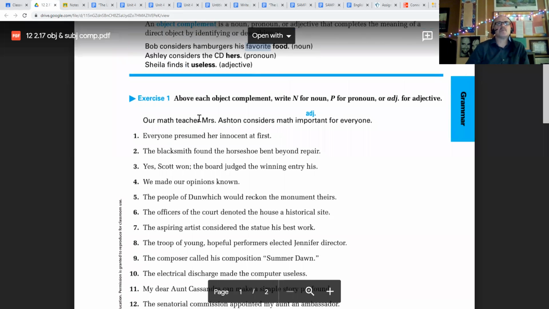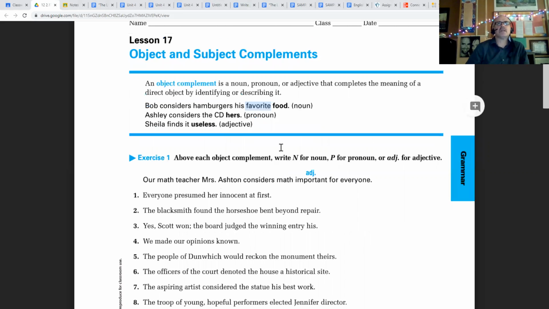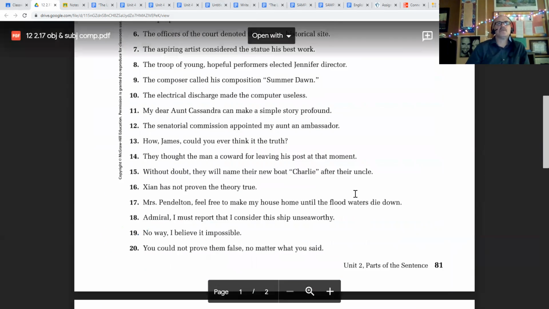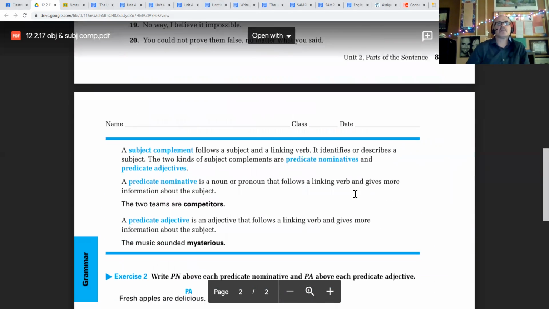So, exercise 1: above each object complement, write N for noun, P for pronoun, or ADJ for adjective. In other words, find the object complement the way I did up here in these examples, which is by finding the subject, determining the direct object, and then finding a noun, pronoun, or adjective that sits by itself and completes the meaning of that direct object. Do 15 out of the 20 of those.